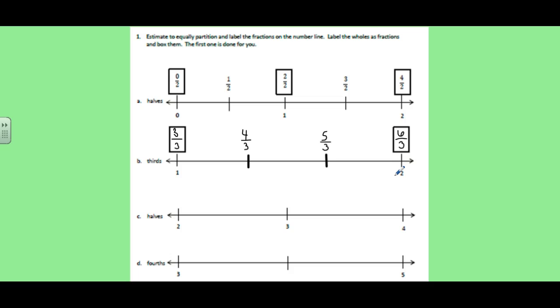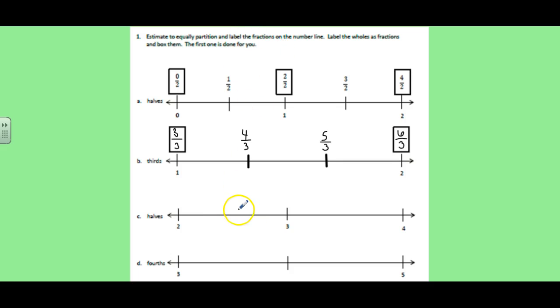That's me saying if I had 2 pizzas, and each pizza was cut into 3 slices, I've got 3 slices in the first pizza and 3 slices in the second pizza, and whenever I know I have 3 and 3 together, that gives me 6. So 6 thirds is equal to 2 wholes. Okay, now we're going to move on to C.